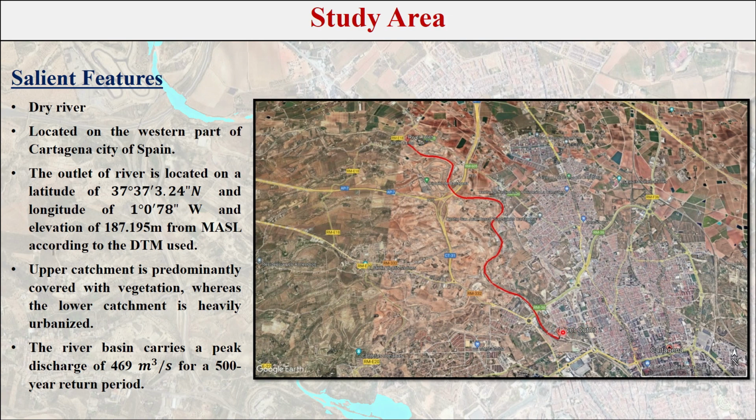This is the outlet of the river, and the upper catchment is predominantly covered with vegetation, as you can see here, and the lower catchment, on the right side, is heavily urbanized. The river carries a peak discharge of 469 cumecs for a 500 years return period.